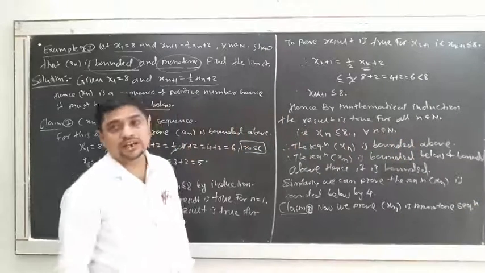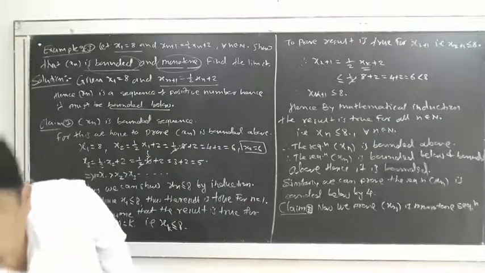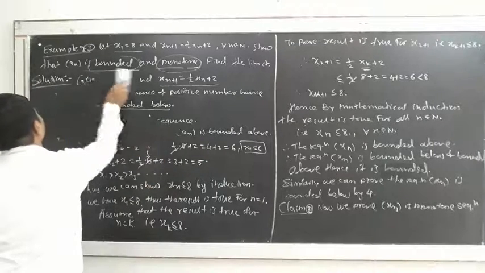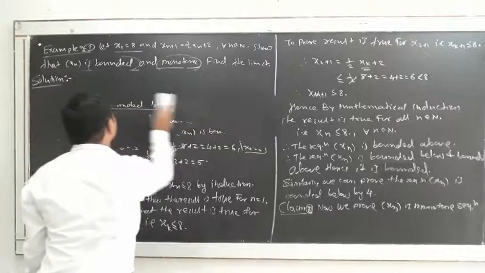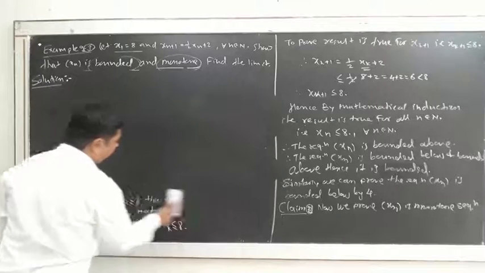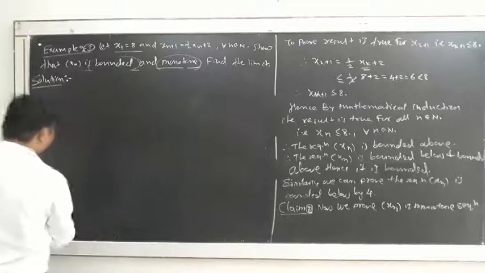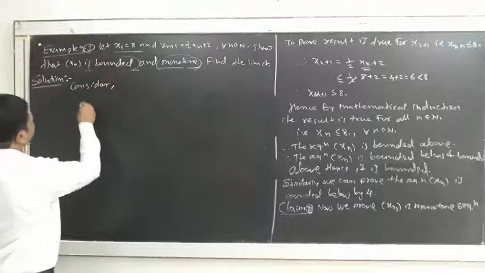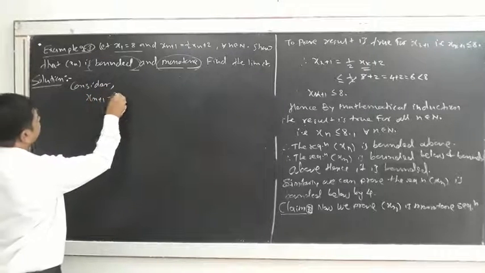We have to consider xn minus 1, or xn plus 1 minus xn. Try to solve this, you will get the answer. So what we have to consider here is xn plus 1 minus xn.